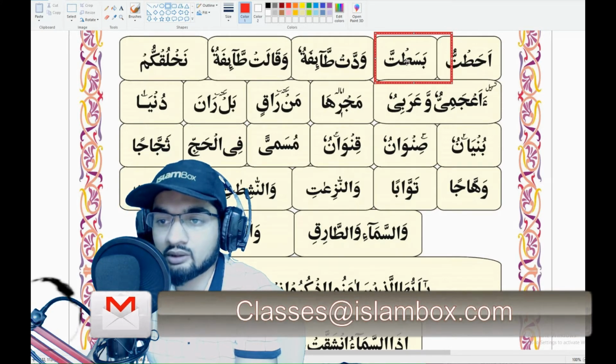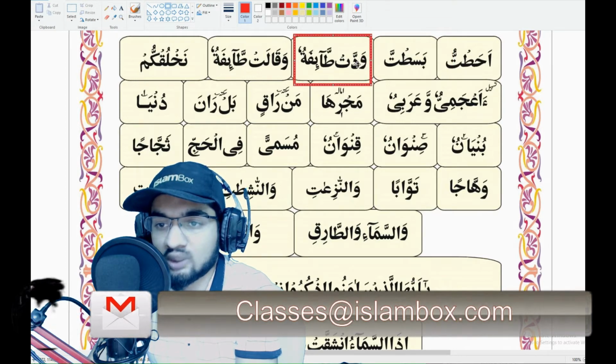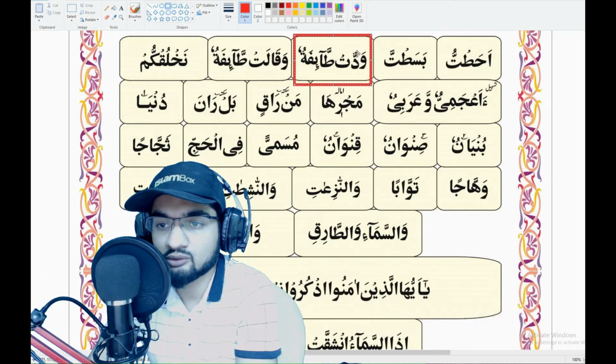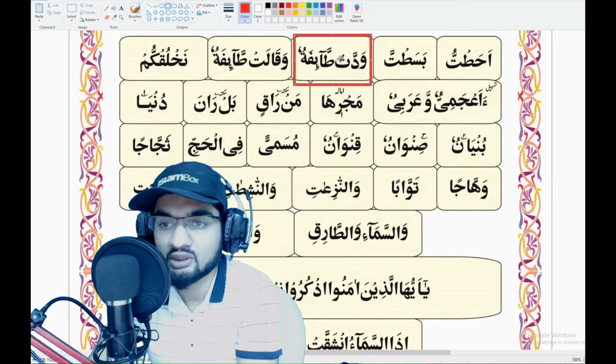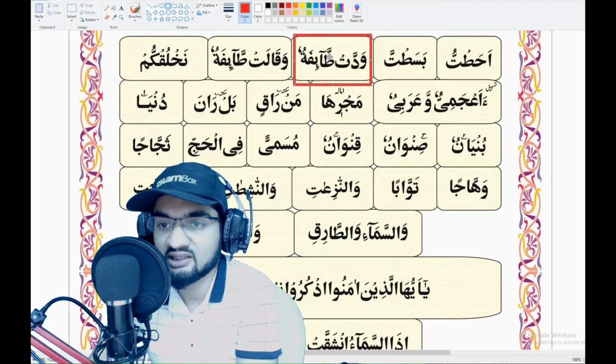Basatta. See, now here we are not going to read the ta because it has the sign of sukun. Waddat ta'ifatum. Here we are not going to skip this shad because shad is not the one that we skip. Sukun is the one that we skip. So this sukun we are going to skip. Are we going to skip this sukun because it's coming after the shad? No. We are skipping this sukun because it's coming before this shad. Remember, if the sukun is before the shad, then and only then it shall be skipped.